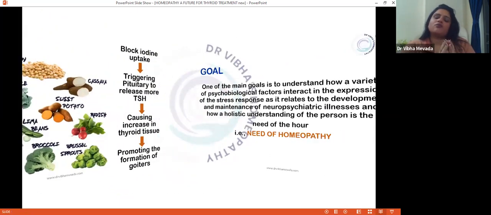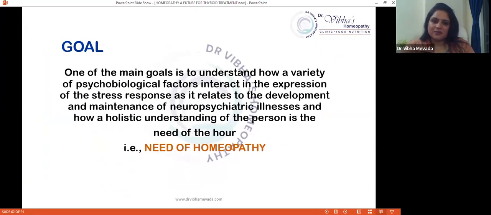So, what our ultimate goal is, is to understand how a variety of psychobiological factors interact in the expression of the stress response as it relates to the development and maintenance of neuropsychiatric illnesses, and how a holistic understanding of a person is the need of the time. That is a need that homeopathy fulfills.